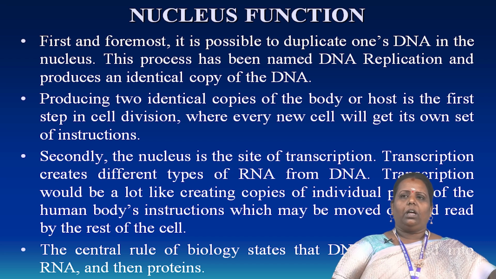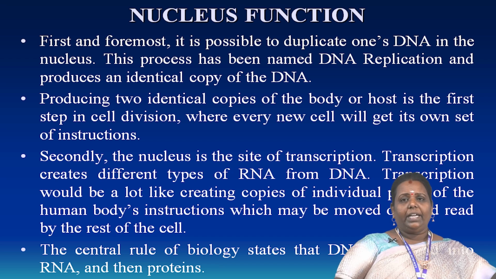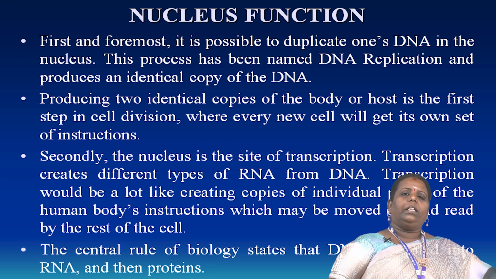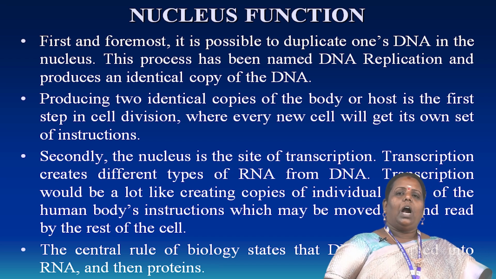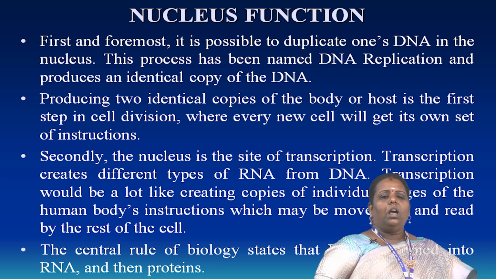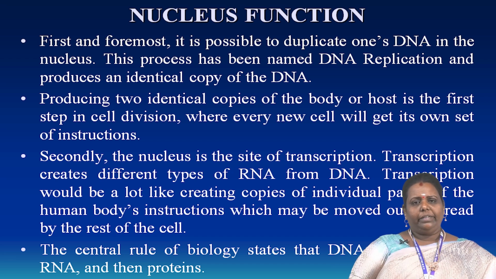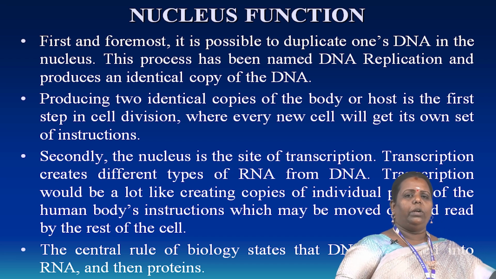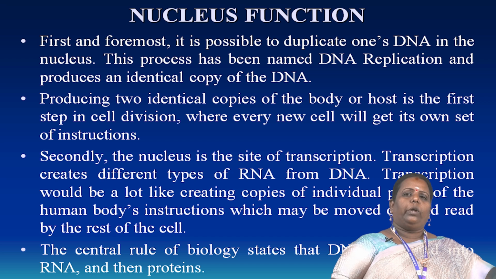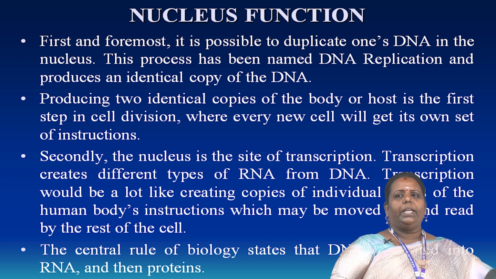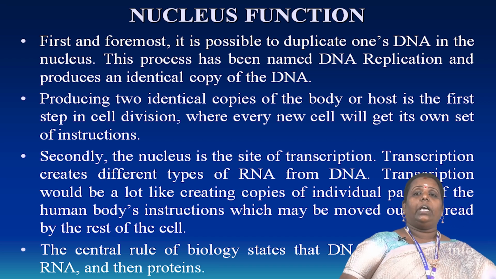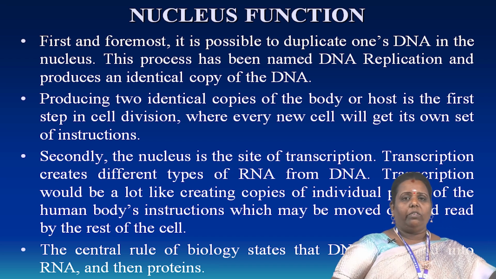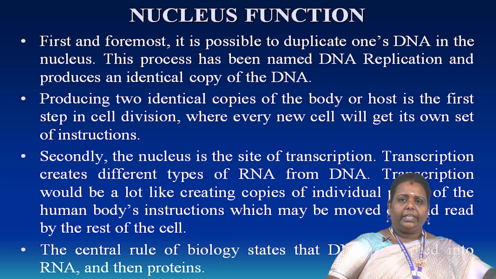The process is named DNA replication, and it produces an identical copy of the DNA. The DNA is a double helix, ladder-like structure made of adenine, guanine, thymine, and cytosine. Adenine always binds with thymine, and cytosine always binds with guanine through a triple bond. This produces two identical copies, which is the first step of cell division. Every new cell will get its own set of instructions, because it is important.